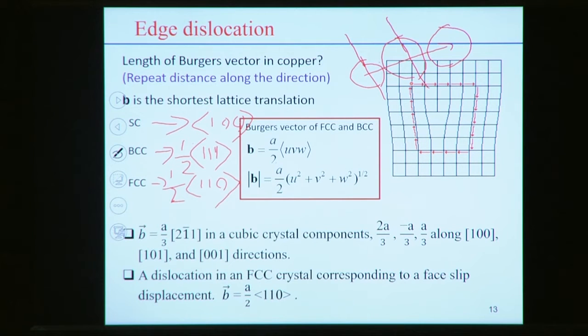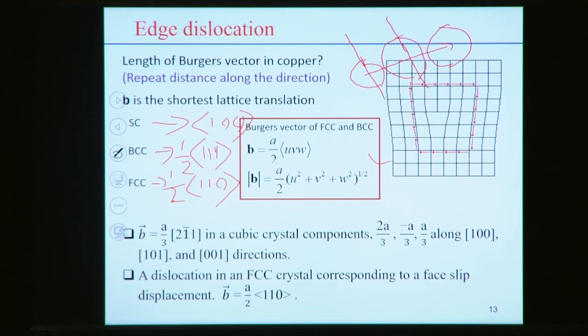So the magnitude of that Burgers vector can be represented like this: a/2 times the square root of u squared plus v squared plus w squared. This is the general convention to find out the Burgers vector of a specific crystal structure. So if we know the lattice parameter for copper, and copper follows the FCC structure, then we can easily find out the length of the Burgers vector in the case of copper.